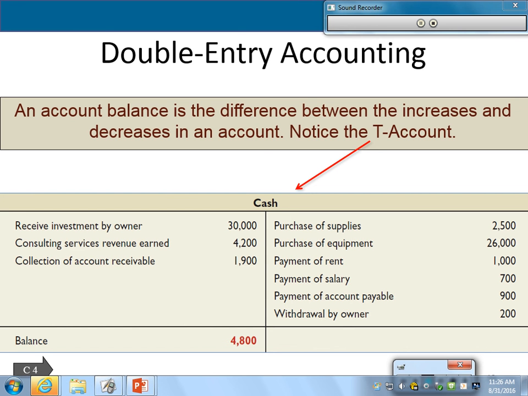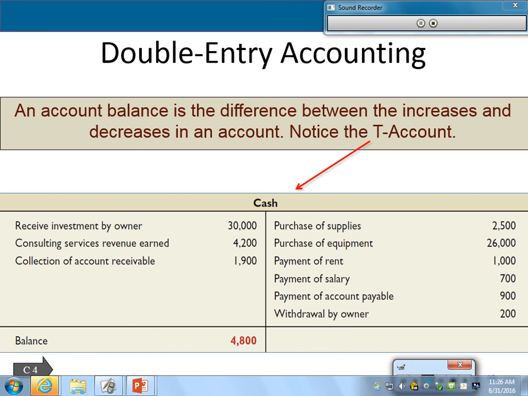Owner invested cash, which does what to cash? Increases it. This is why it's on what side? Debit side. They earned revenue, so they got cash for it. So therefore it increased cash, so it's on this side. They collected on an accounts receivable, meaning they received cash. It increased, it's on this side. But what happened over here? They purchased supplies, they purchased equipment, they paid rent, they paid salary, they paid on an accounts payable they had out there, and the owner also took money. So those are all what to cash?